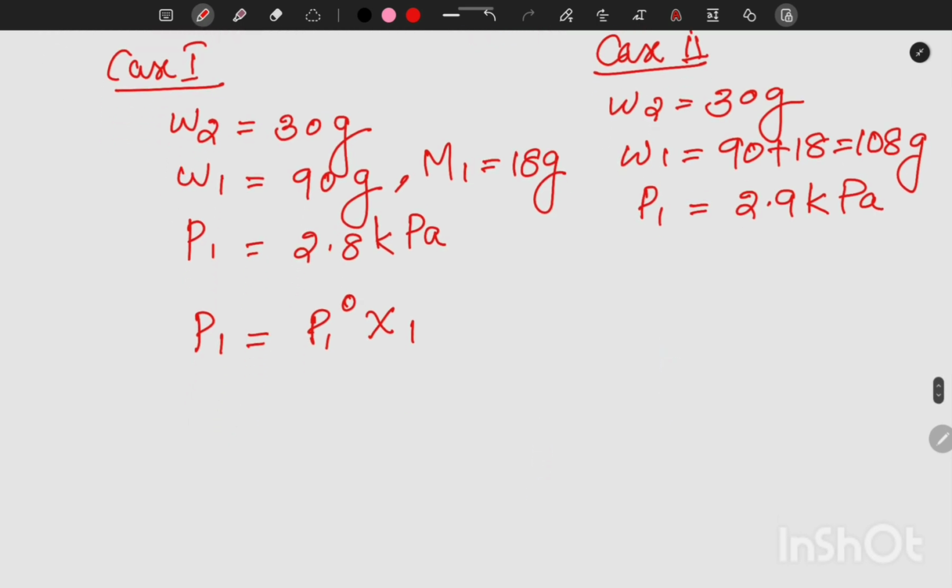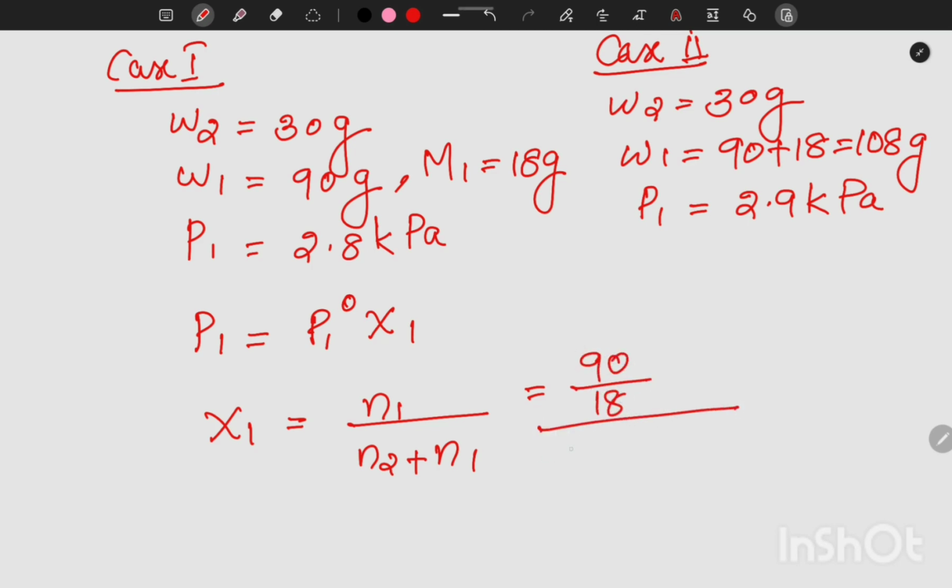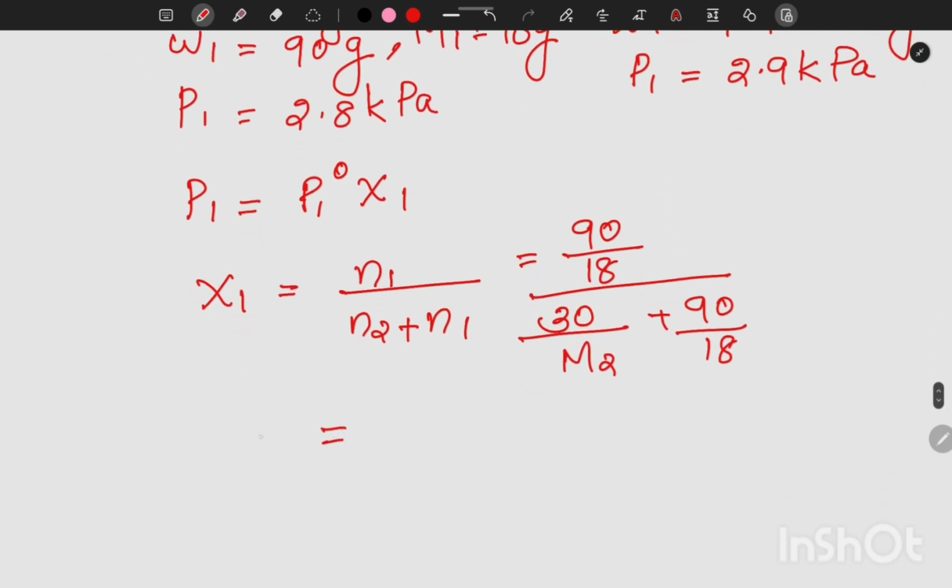Now, first let us calculate χ1. χ1 is equal to n1 by n2 plus n1. That is equal to, n1 means number of moles of solvent. So mass of solvent is 90 and by molar mass is 18. Here n2 is equal to W2, mass of solute is 30 gram, and molar mass we have to calculate, plus 90 by 18. So when we simplify, we will get mole fraction is equal to 5 by 30 by M2 plus 5.